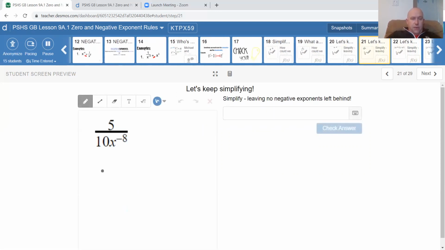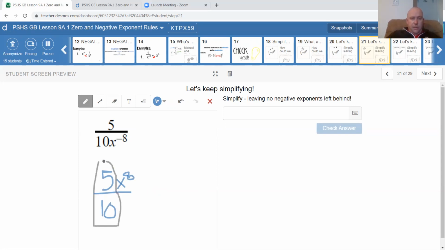We have an exponent on the bottom, so this one is going to move up and become positive. So 5x to the 8, oops, that looks more like a 9. Let me try and make that a little bit clearer. There we go. And you're not done on this one either. Don't forget your basic rules.